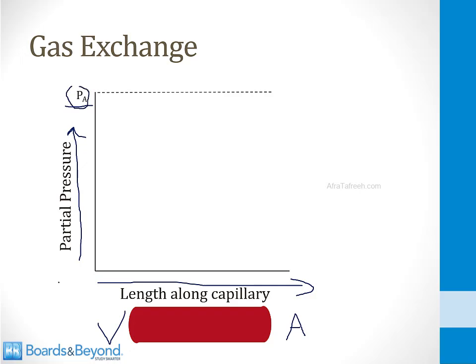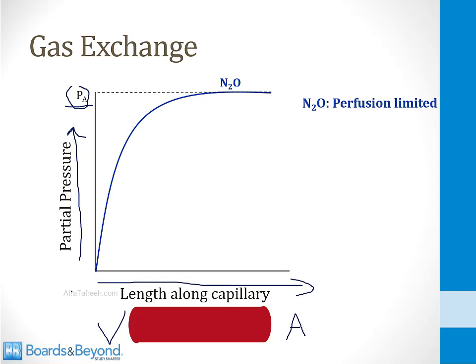And now we're going to examine how the concentration of nitrous oxide changes as blood flows along the pulmonary capillary and picks up nitrous oxide from the alveoli. And if we were to do this experiment, we would find a curve that looks like this. So initially, venous blood enters the pulmonary capillaries with no nitrous oxide because we don't normally have any in our bloodstream.